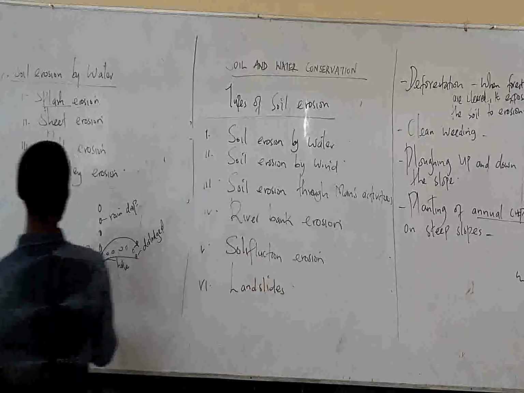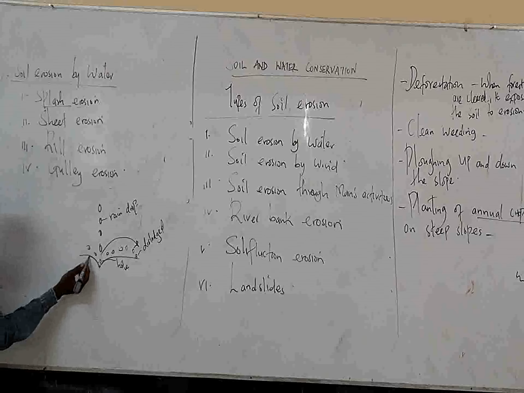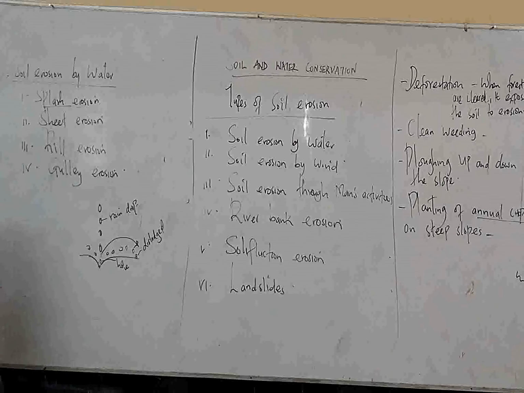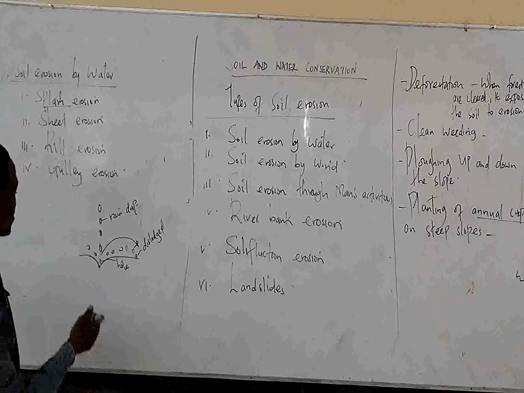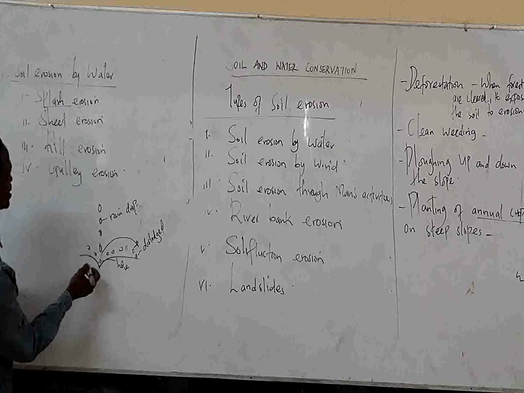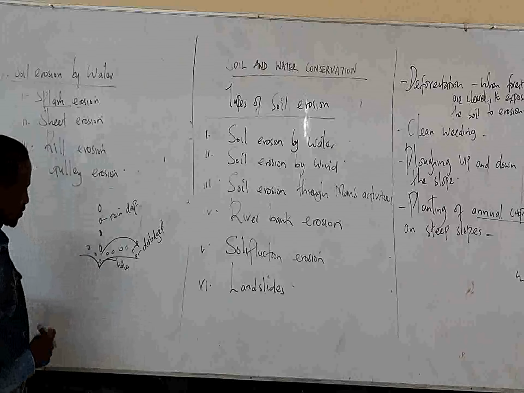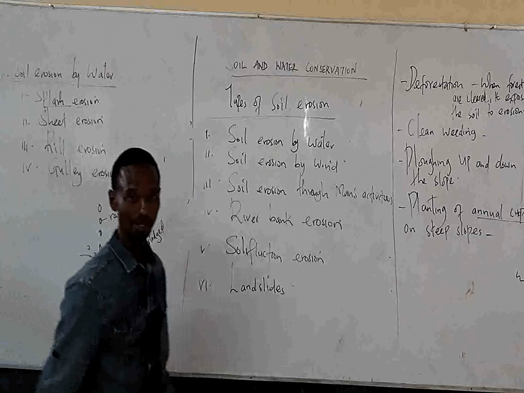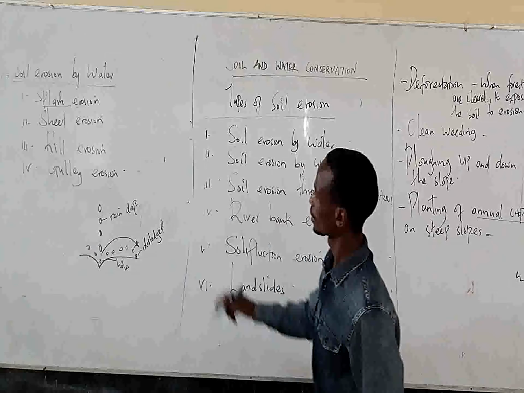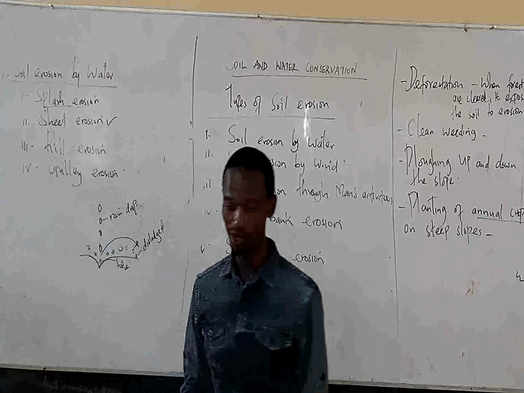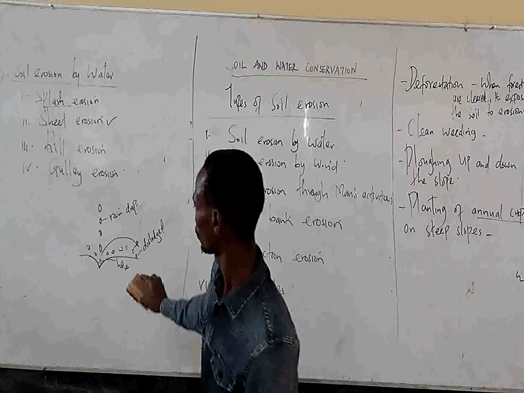So if this continues for a period of maybe a week or two or a month, then it is going to develop into another form of erosion. So that's all about splash erosion. Then we look at sheet erosion. How does sheet erosion occur?